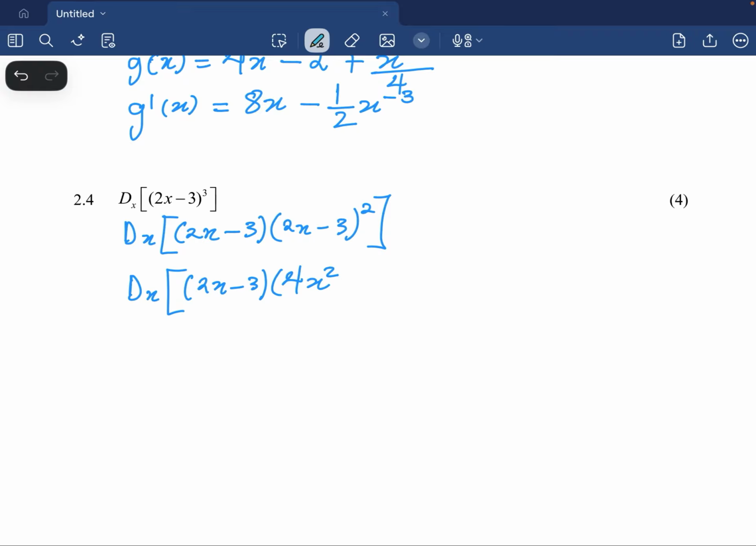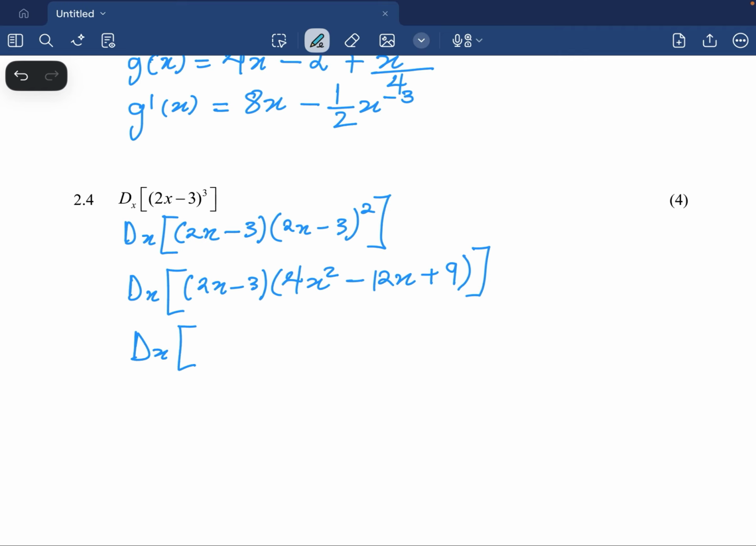Then 2x minus 3 is going to be minus 6x. Then minus 6x multiplied by 2 is going to be minus 12x. Then minus 3 all squared is going to be a positive 9. And then we are going to have to simplify further again because we can still simplify this. Right, so we are going to have that dx.